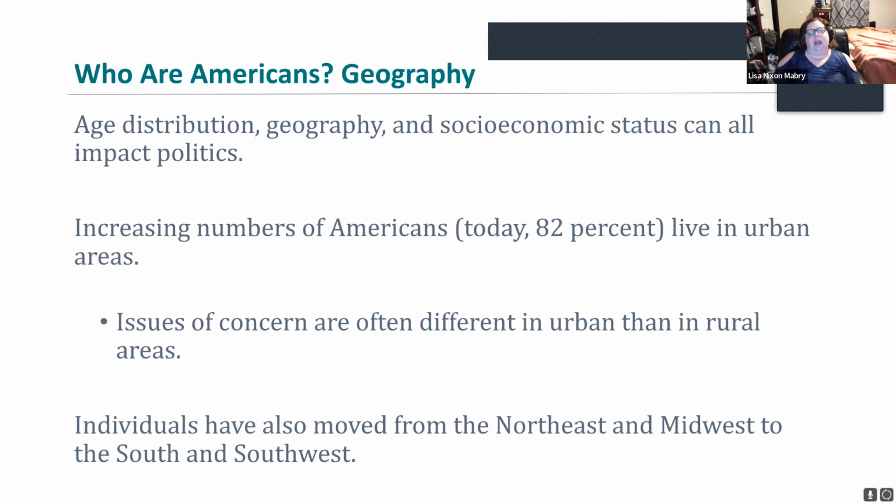So age distribution, geography, and socioeconomic status can all impact politics as well. So 82% of people live in urban areas, which are issues of concern because things that people are concerned about in urban areas are very different from rural areas, right? So individuals have moved also from the Northeast and Midwest to the South and Southwest.